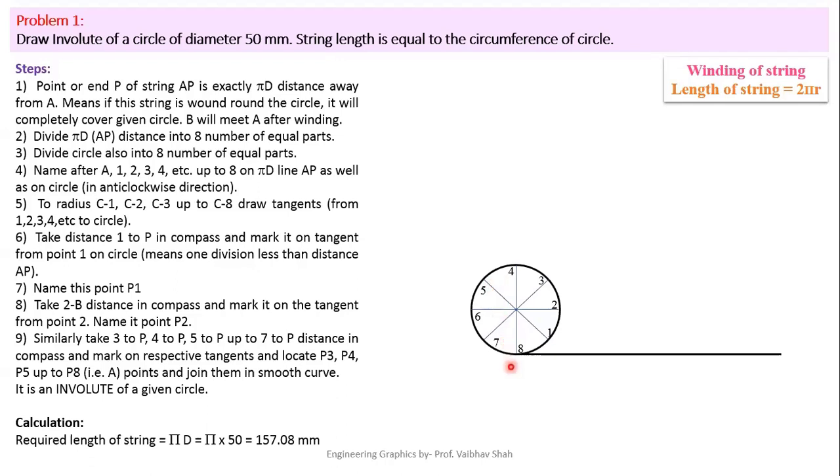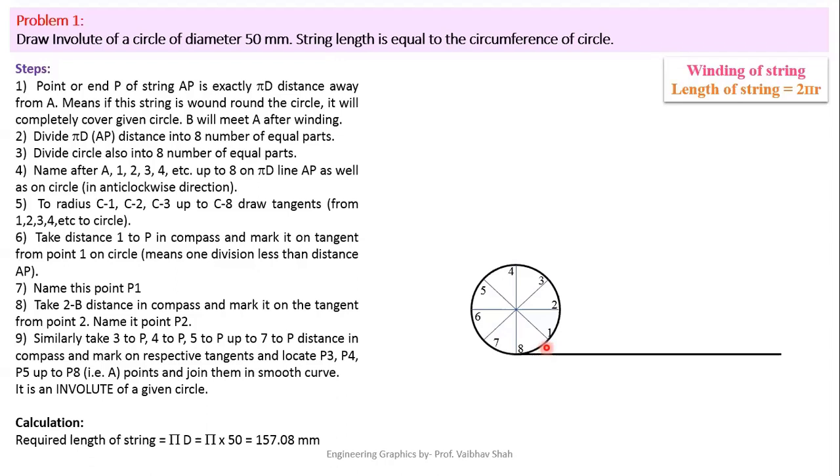So now let us see how to give numbering to this circle. The point from which this string is connected to the circle is always called 0 or the initial point. So let us denote this point as 0 point. Now we will give numbering in the anti-clockwise direction.